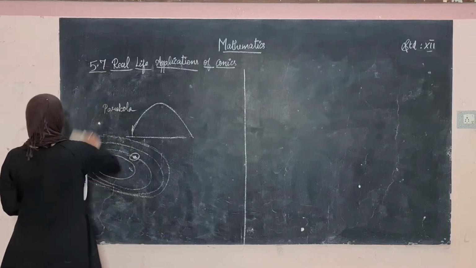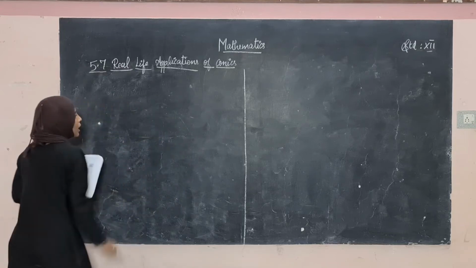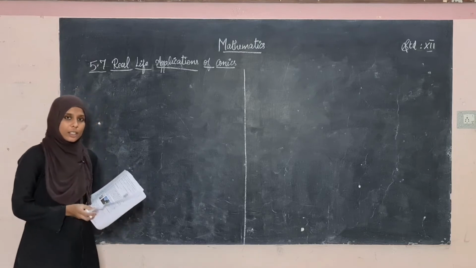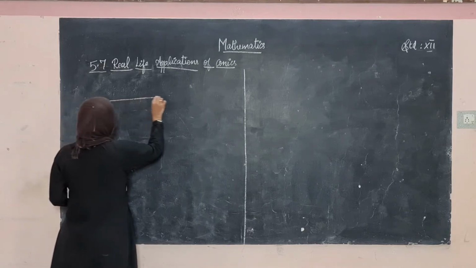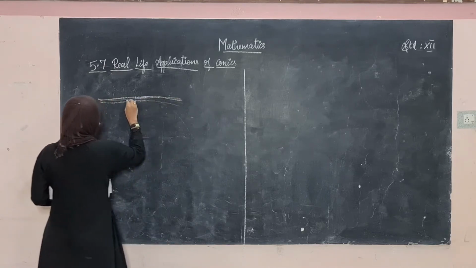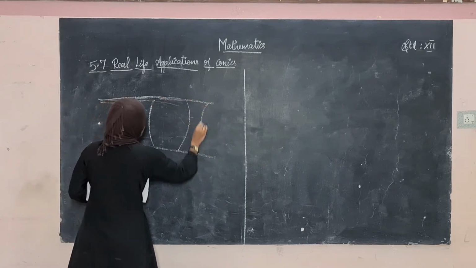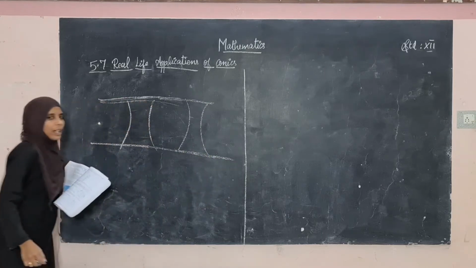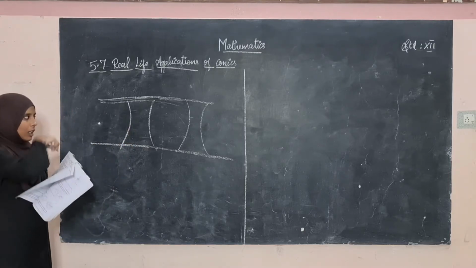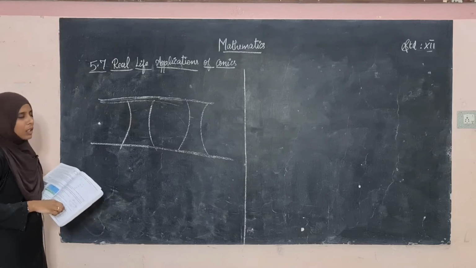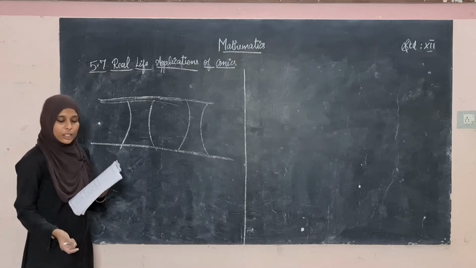And what about hyperbola? Hyperbola has its major contribution in architecture. If you see the Bombay airport, in your book they have given the picture, right, in 5.53. The top thing and the walls will be like this in the Bombay airport. So it has its main contribution in architecture.